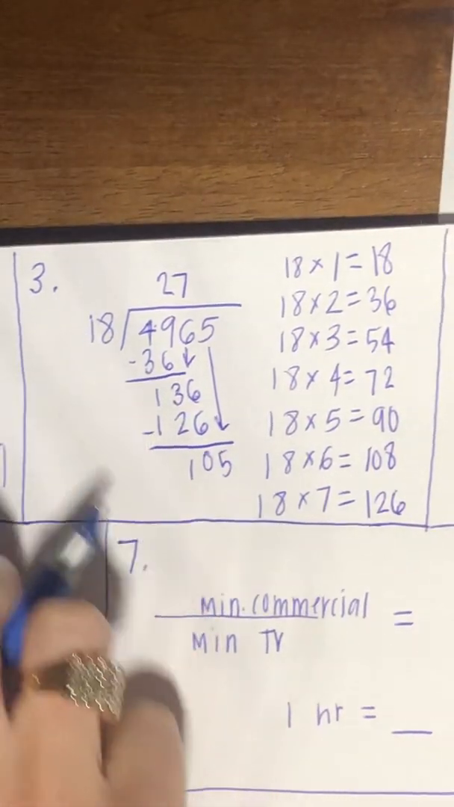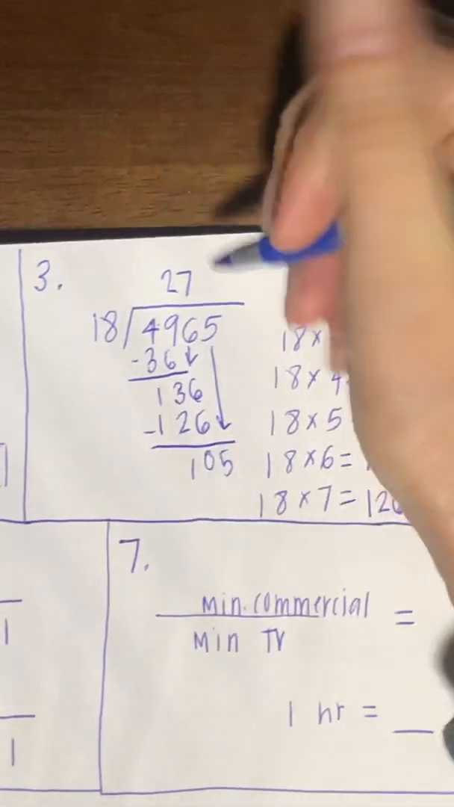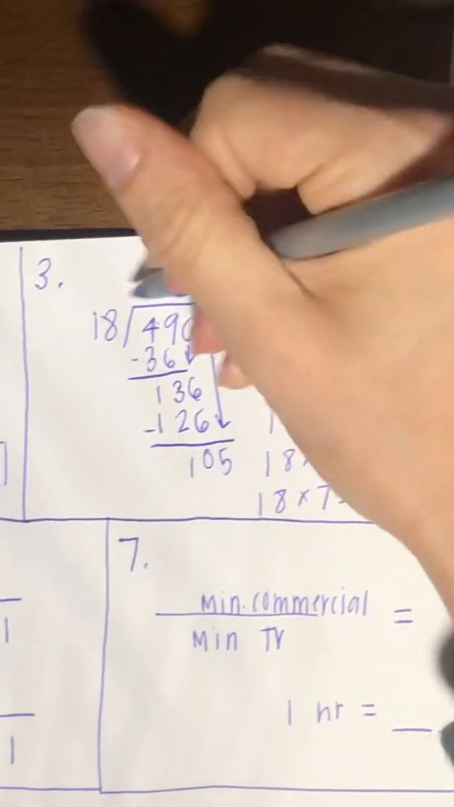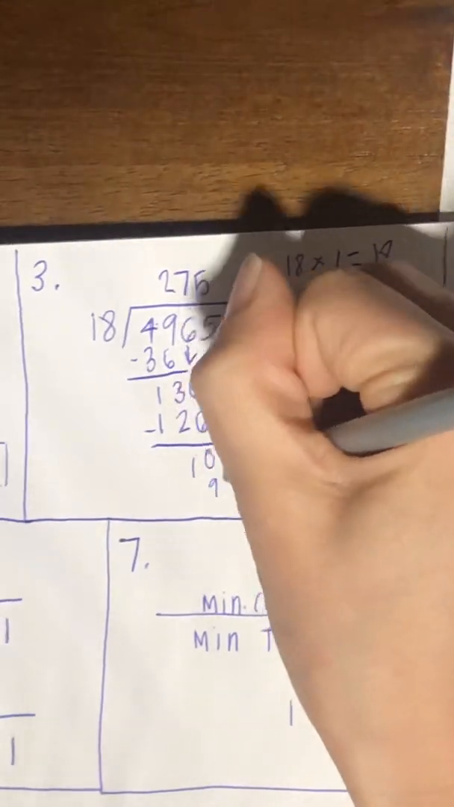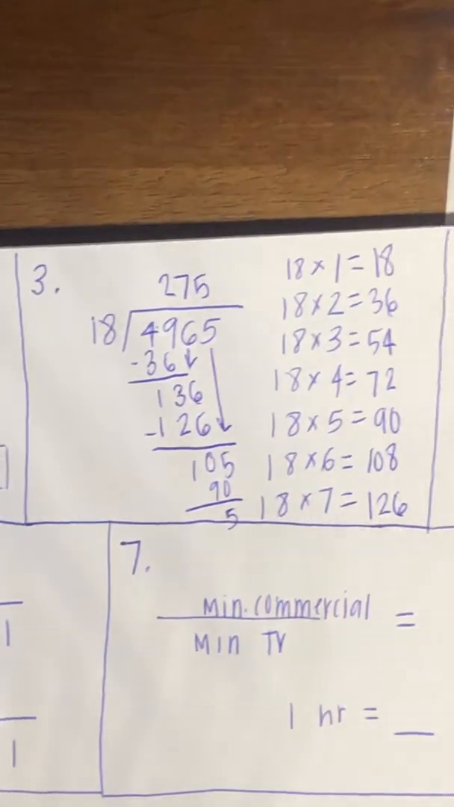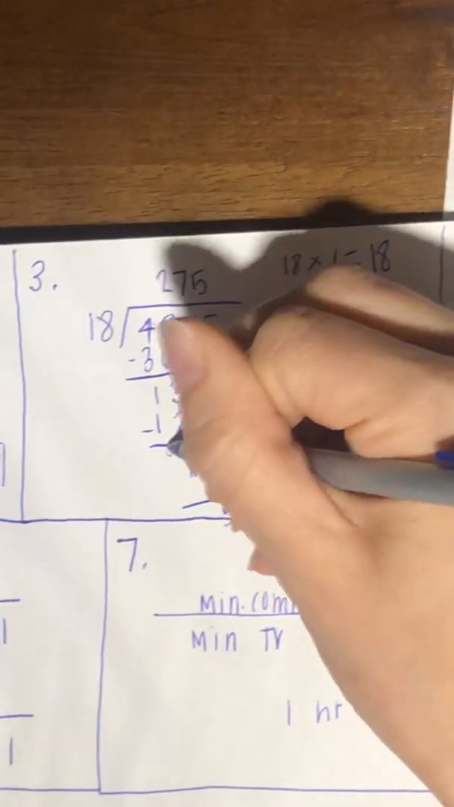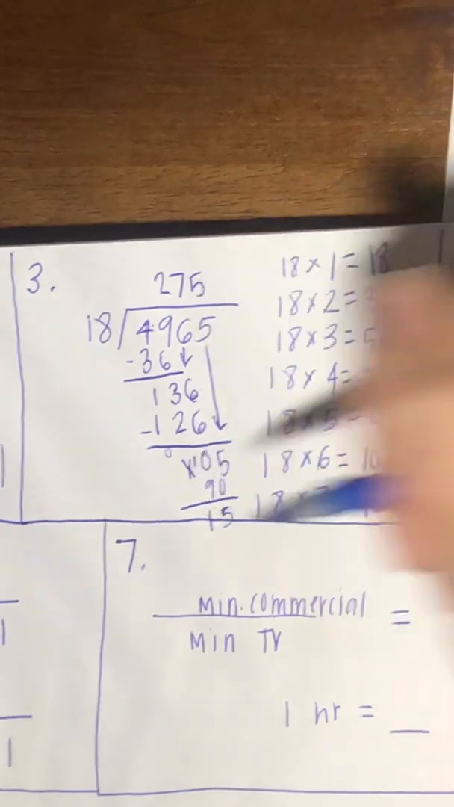How many times does 18 go into 105? The correct answer is 5. 5 times 18 was 90. And now I subtract. 5 minus 0 is 5. I can't do 0 minus 9, so I need to borrow. 10 minus 9 is 1.